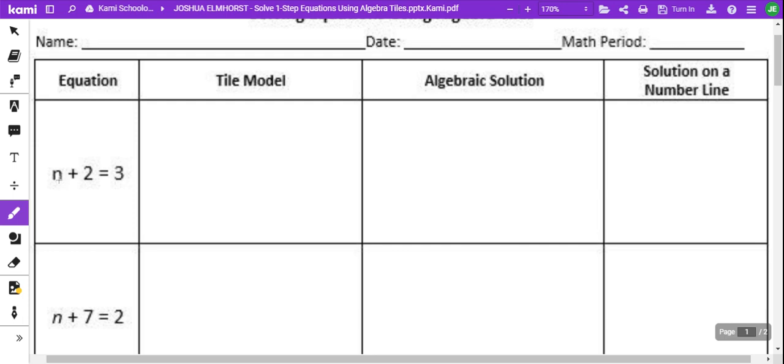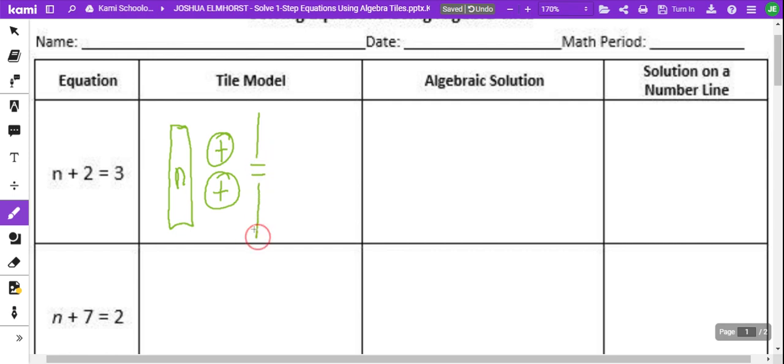So looking at the first equation, we have n plus 2 equals 3. So in the model, we have n, and then plus 2 is going to be two positives, and that is equal to 3 on the right.